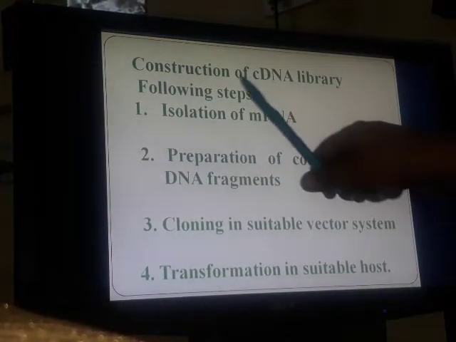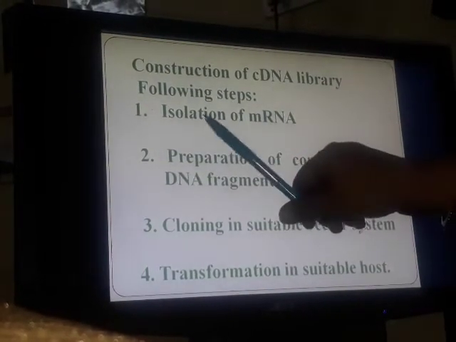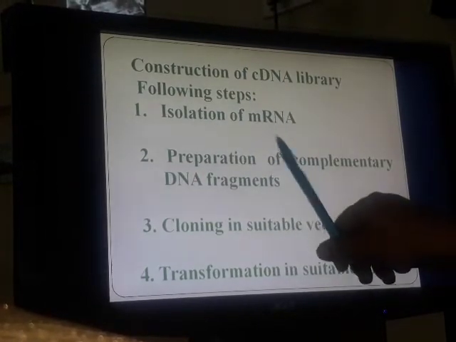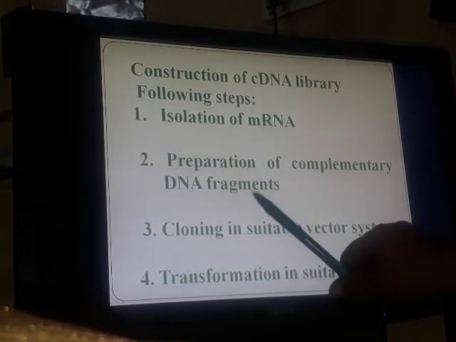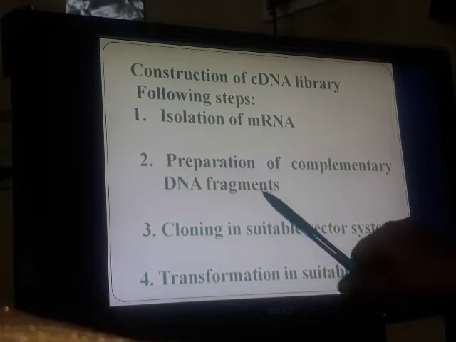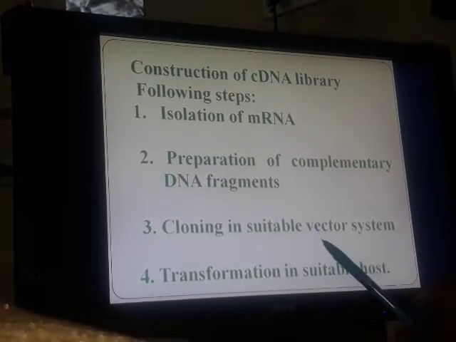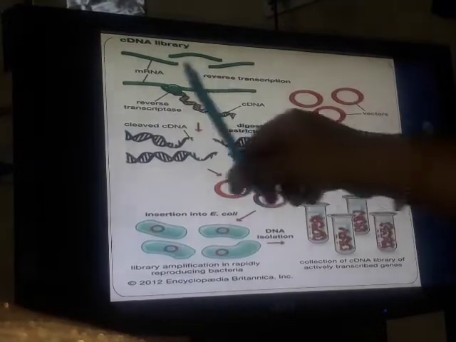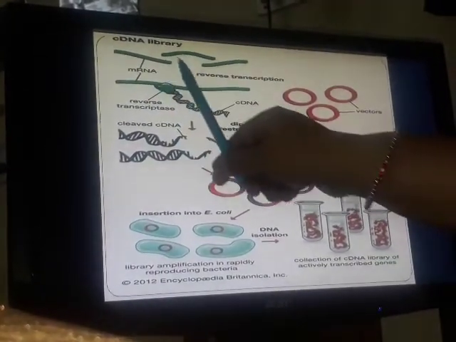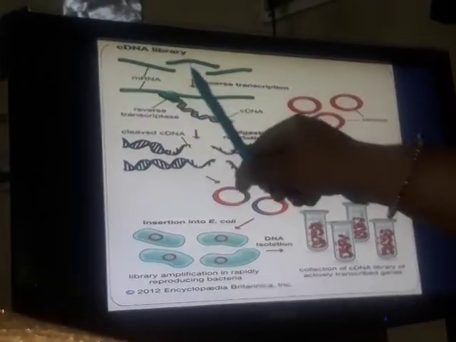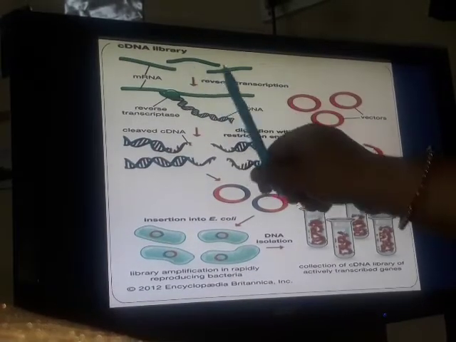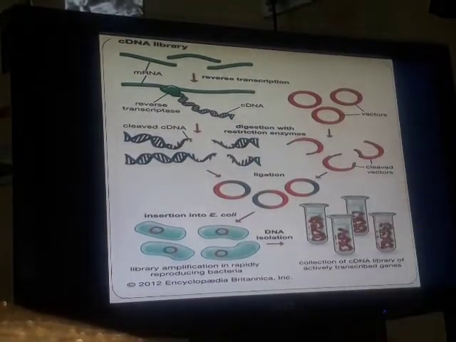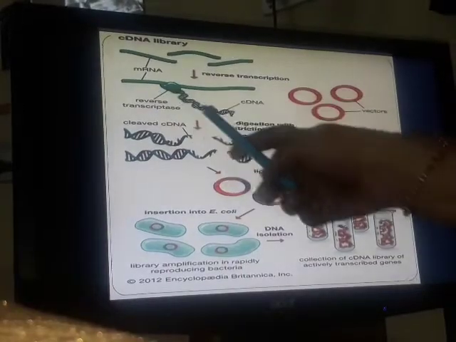So this is the construction of a cDNA library. The way you have to do it is, isolate the mRNA first, then prepare complementary DNA by using reverse transcriptase, then clone in a suitable vector system, then transform in a suitable host. So you can see here isolation of mRNA has already been done. You have mRNAs here. Treat this mRNA with reverse transcriptase enzyme, and so you get a cDNA.